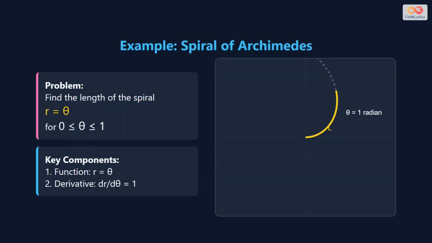Let's apply this to an example. Consider the spiral of Archimedes defined by r equals theta. We want to find the length of the spiral as the angle theta goes from 0 to 1 radian. Here, our function r is theta, and its derivative is simply 1.